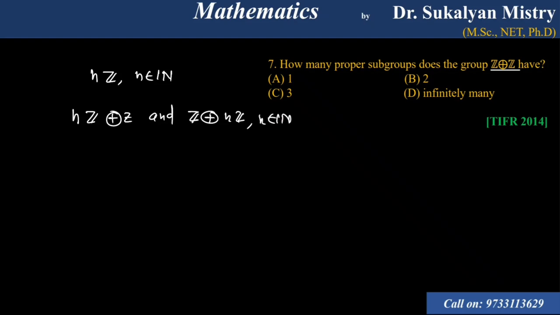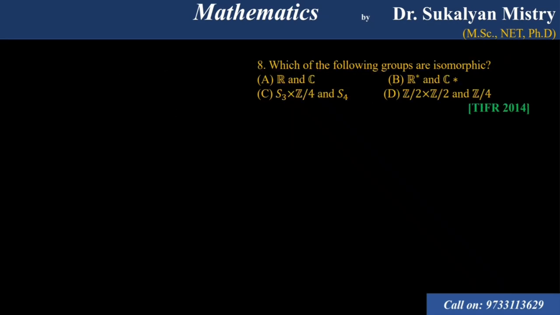So option D is correct. So next example. Which of the following groups are isomorphic? Option A, the set of real numbers and complex numbers. Option B, R star and C star. Option C, S3 cross Z4 and S4. And option D, Z2 cross Z2 and Z4.